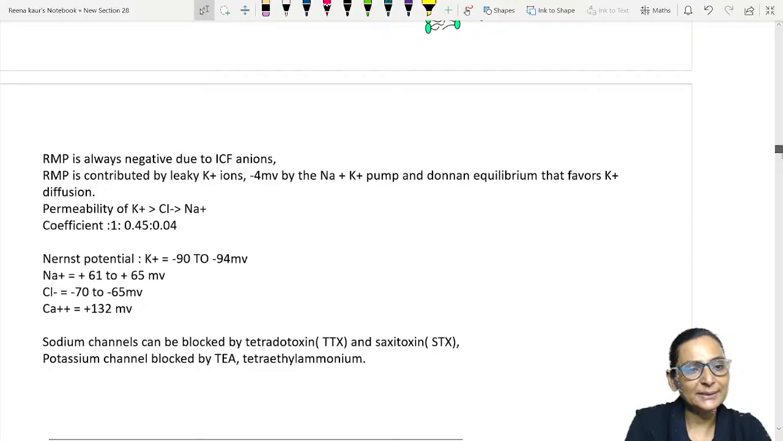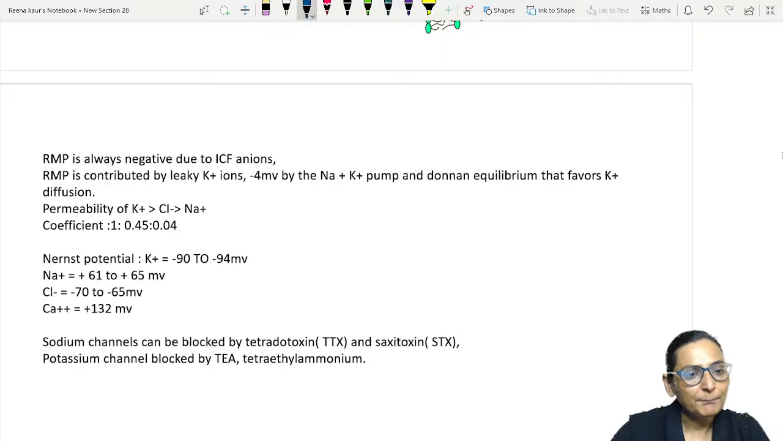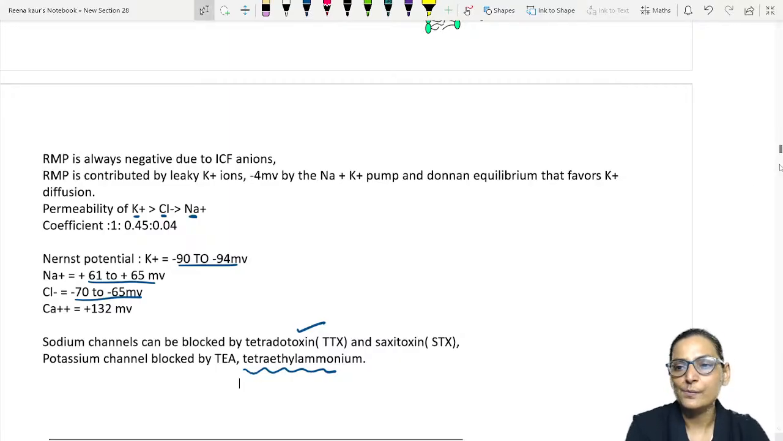How can you calculate it? I'll tell you. Remember that if you look at the permeability, potassium's permeability is more than chloride, which is more than sodium. The Nernst potential when we calculate it for potassium is between -90 to -94, sodium +61 to +65, chloride -70 to -65. Also remember that the sodium channels can be blocked by tetrodotoxin and the potassium channels can be blocked by tetraethyl ammonium. These come as MCQs, so you should know this.